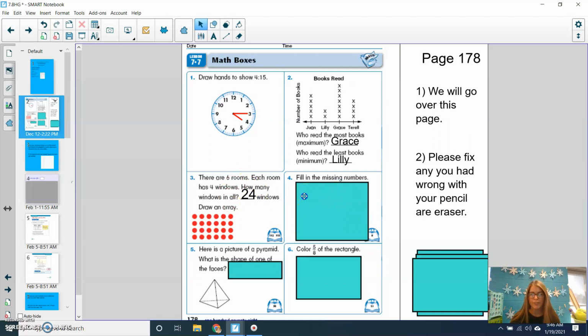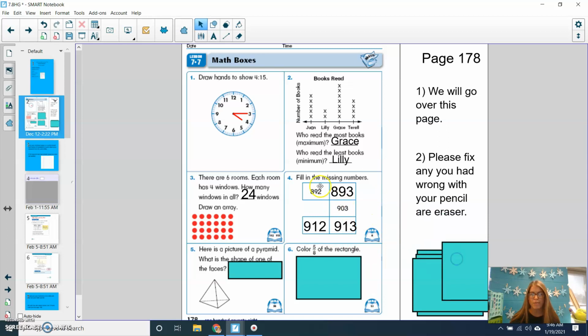For question 4, fill in the missing numbers. So they gave me 892. I know one more would be 893. I know 10 more would be my checkpoint of 903. 903 plus 10 would be 913, and then one less would be 912.